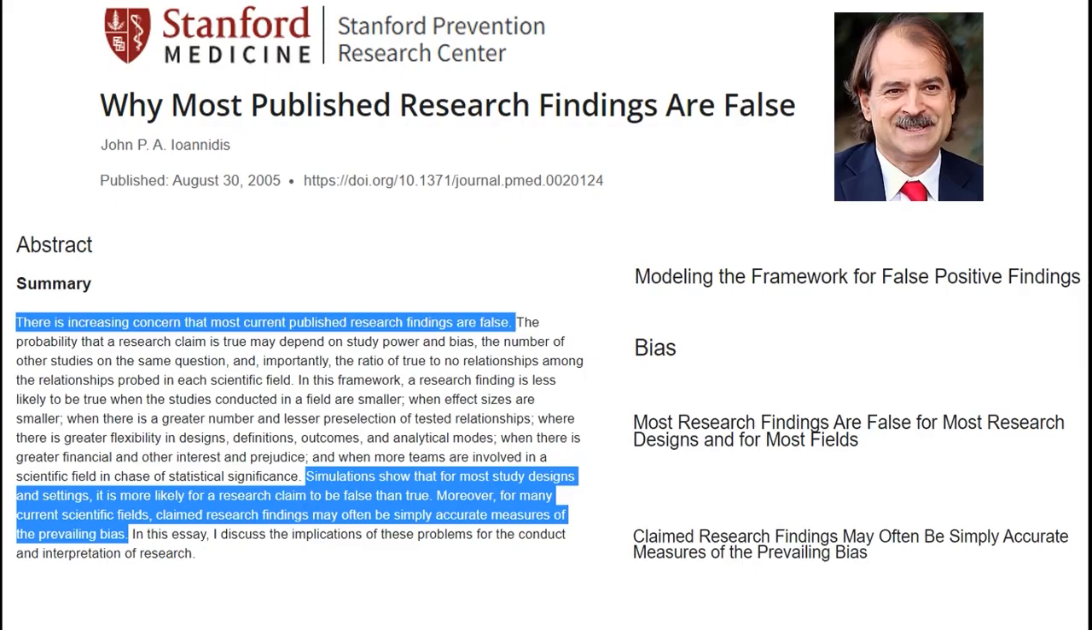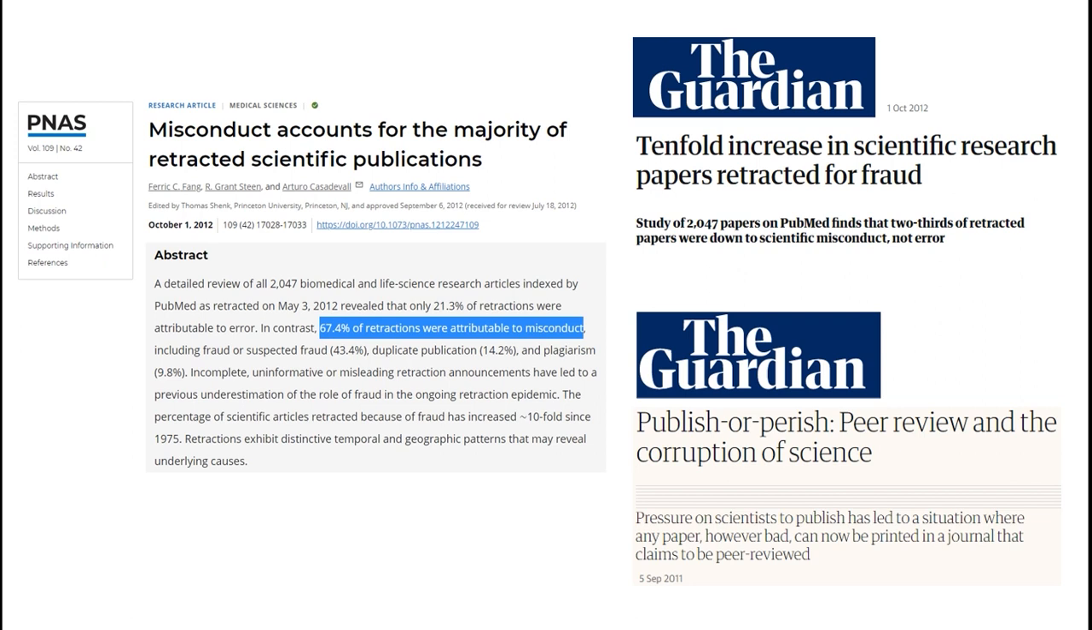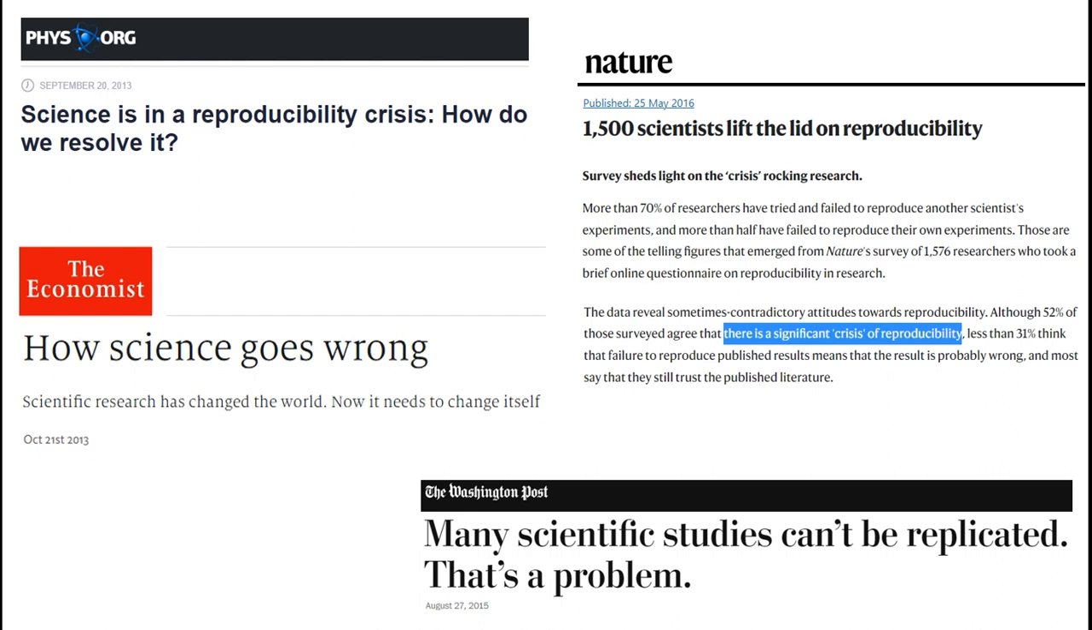For example, in 2005, Stanford professor of medicine John Ioannidis showed that most published research findings are false because they are framed to satisfy confirmation bias. Scientific retractions are nothing new, but in 2012, a major study of over 2,000 retracted scientific articles found that the vast majority were retracted not because of error, but because of misconduct, plagiarism, and fraud. In 2013, another major study of over 1,500 scientists uncovered a, quote, "crisis of reproducibility" in which the majority of published and supposedly verifiable findings by scientists could not be replicated.